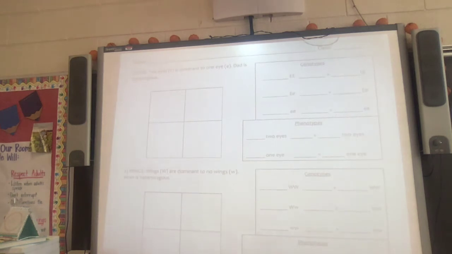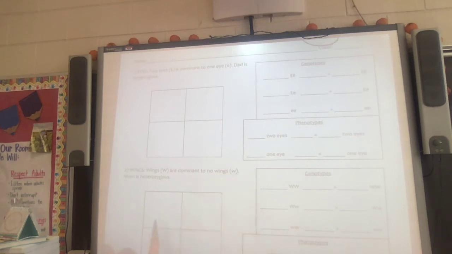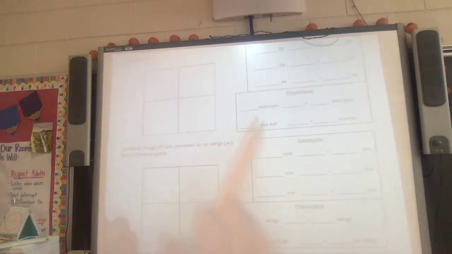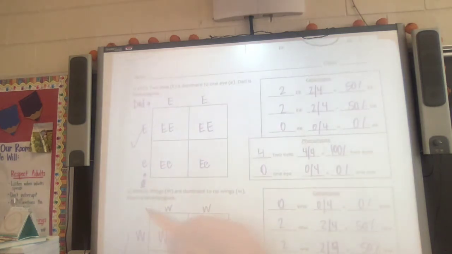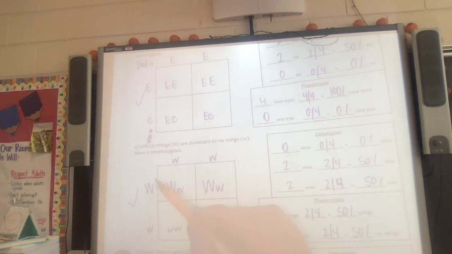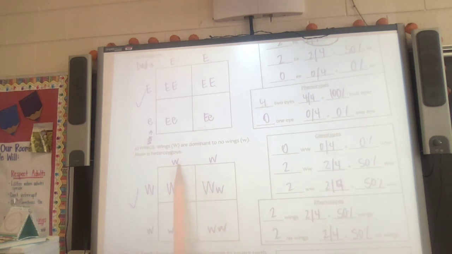The next thing says wings. Wings are dominant, no wings are not. That is a lowercase. All it tells us is that mom is heterozygous. So hetero, remember, that can be different. When I did mine, you can do mom on top or mom on the side, it doesn't matter. I just kept doing mom over here. So I made her big W, little w. I had to because it told me that. And then I decided, well, we'll make dad little w, little w.